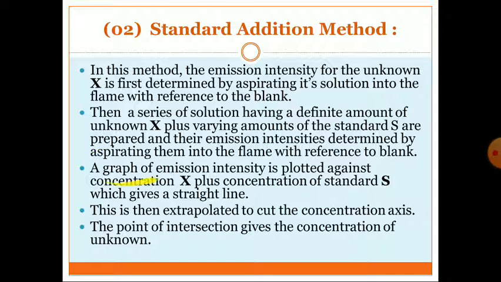This is the second step. A graph of emission intensity is plotted against the concentration of x plus the concentration of standard s, which gives a straight line. This is then extrapolated to cut the concentration axis. The point of intersection gives the concentration of the unknown sample solution. Now we will see its graph.